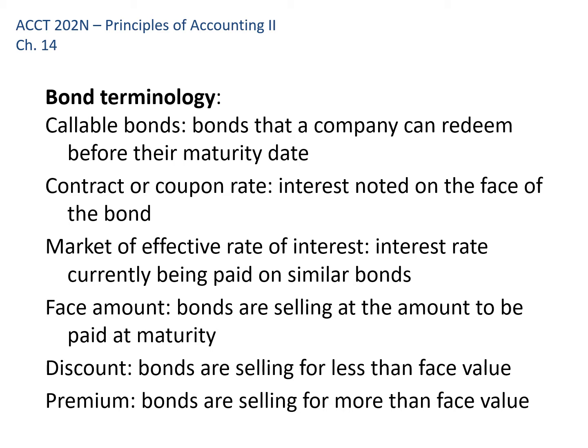There's also a market, and there's a typo there, sorry, a market or effective rate of interest. That's the interest rate that's being paid on similar bonds. So if I was choosing as a startup to borrow $100 million to build an electric car factory, the market rate would be, what are other similar companies paying for their interest? And so I would be judged relative to other similar companies. The face amount is the amount to be paid at maturity. If bonds are issued at a discount, they're selling for less than face value. If they're issued at a premium, they're selling for more than face value, so above or below that $1,000 increment.